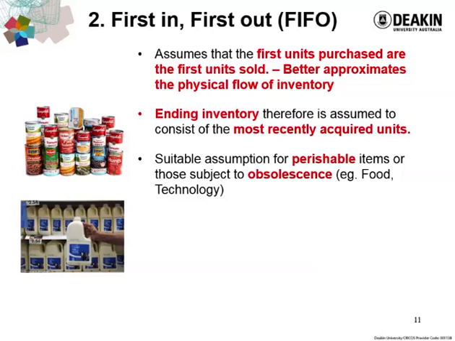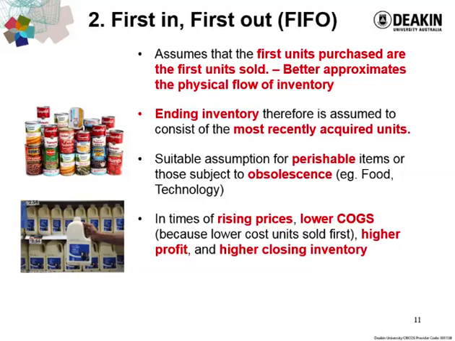In the period of rising prices, meaning when things become more expensive, this assumption will lead to lower cost of goods sold. Because cost of goods sold are based on earlier purchases at cheaper costs. And lower cost of goods sold will lead to higher profit. And because closing inventory are the latest purchase inventory, they have higher value and they more reflect the current value of the inventory. And this method can be used with both perpetual and periodic methods.